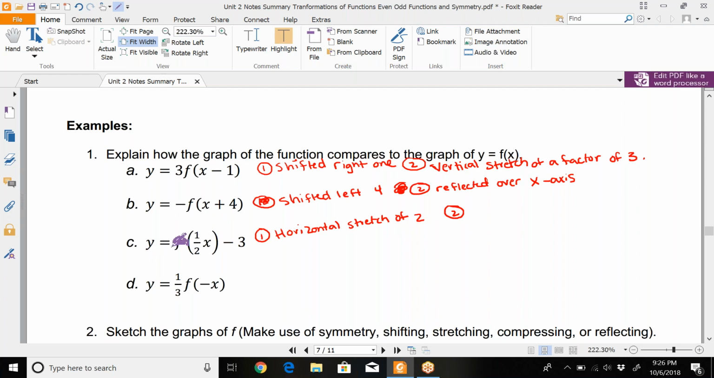And then there's nothing in front of there. This is a vertical shift, and it's exactly what we think when it's outside. So it's vertical shift down 3. Okay. And then for the last function, we have a negative inside with our x, which means we're reflected over the y-axis.